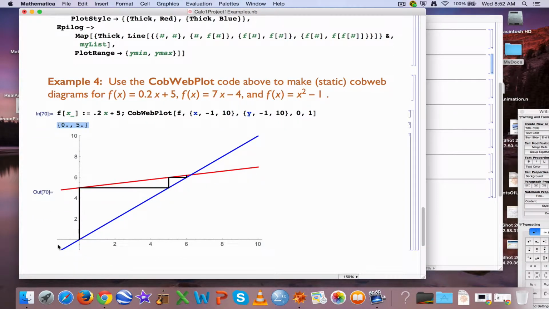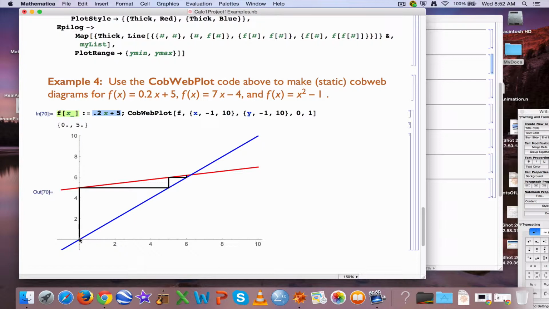What do we see with this graph? We see this blue line, which is the line y equals x. Listen real carefully. We see the red line there, which is the graph of y equals 0.2x plus 5, the function we are iterating. And what this CobWebPlot is showing is a graphical way of understanding what the iterates are doing.